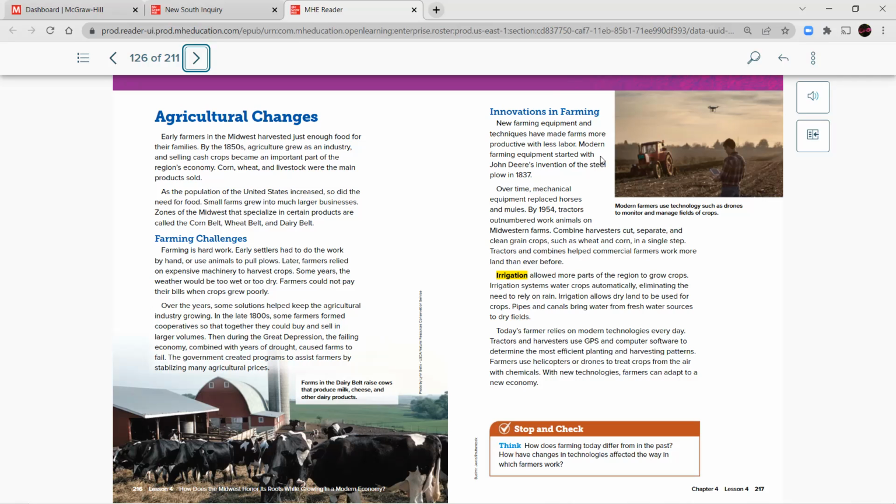Today's farmer relies on modern technology every day. Tractors and harvesters use GPS and computer software to determine the most efficient planting and harvesting patterns. Farmers use helicopters or drones to treat crops from the air with chemicals. With new technologies, farmers can adapt to a new economy.